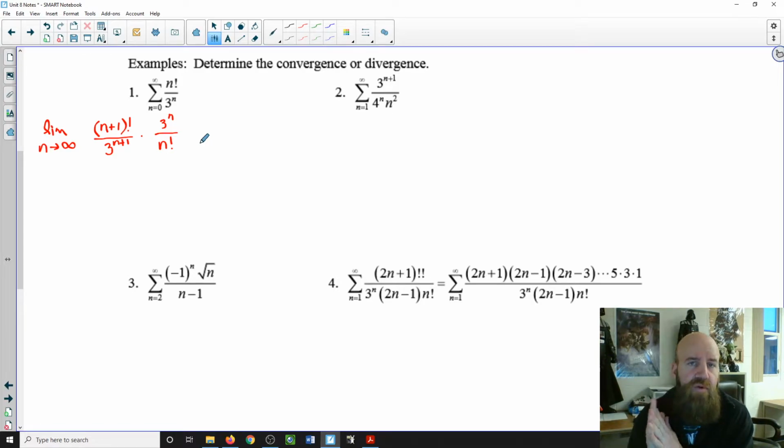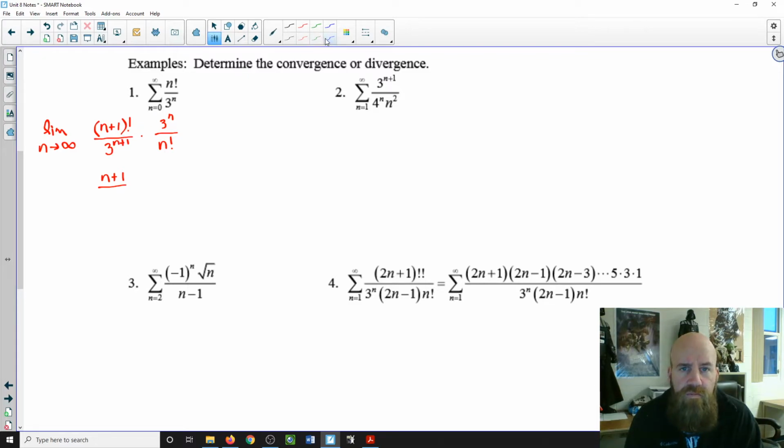So that's the purpose of doing the ratio test. It helps us simplify a little bit. So we remember simplifying factorials. This next term of the n plus 1 is going to be n, and then n minus 1, n minus 2. And then we have down here n minus 1, n minus 2. So remember, all of those things cancel. So we're left with just n plus 1 on top. And then 3 to the n divided by 3 to the n plus 1.